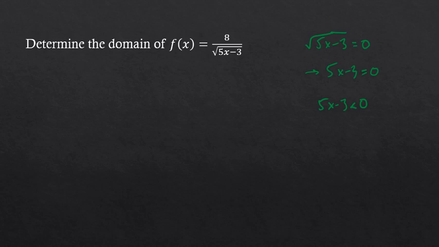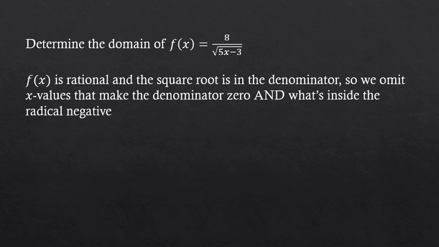And what we're going to do is find the x values that make what's inside of our radical equal to 0 as well as less than 0. So I'm setting 5x minus 3 less than or equal to 0. And it's pretty straightforward to solve for x now. X is going to be less than or equal to 3/5. So these are the x values that we have to throw out.